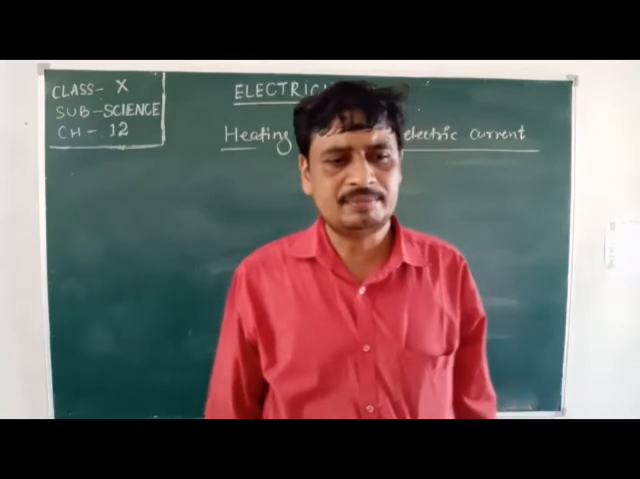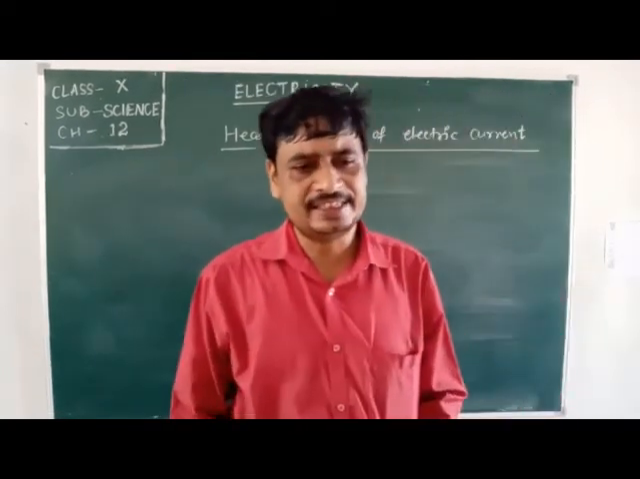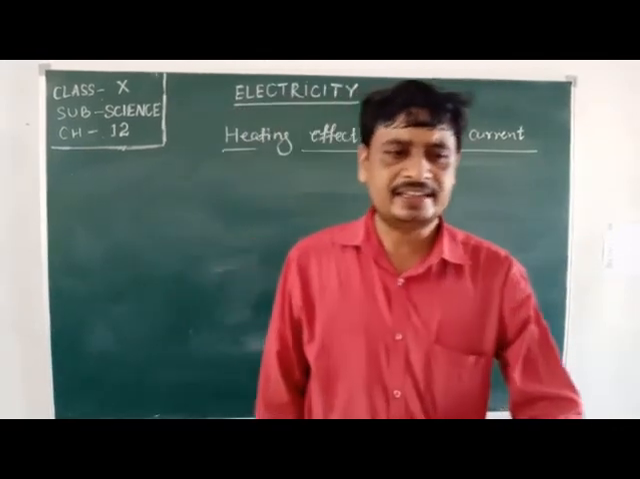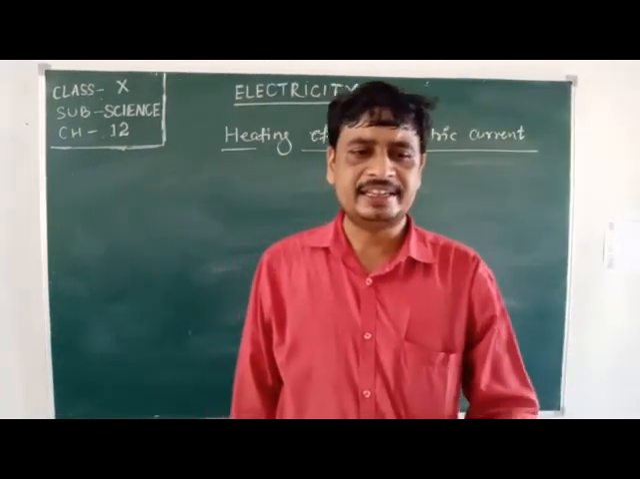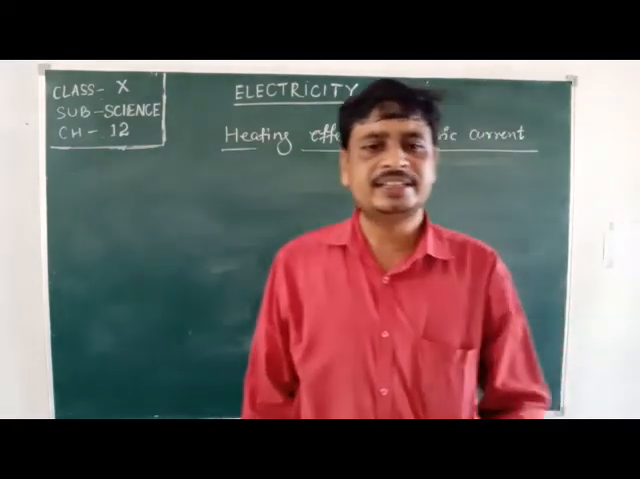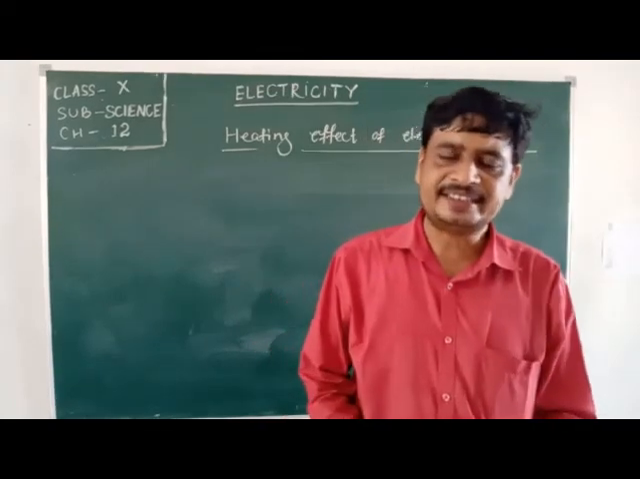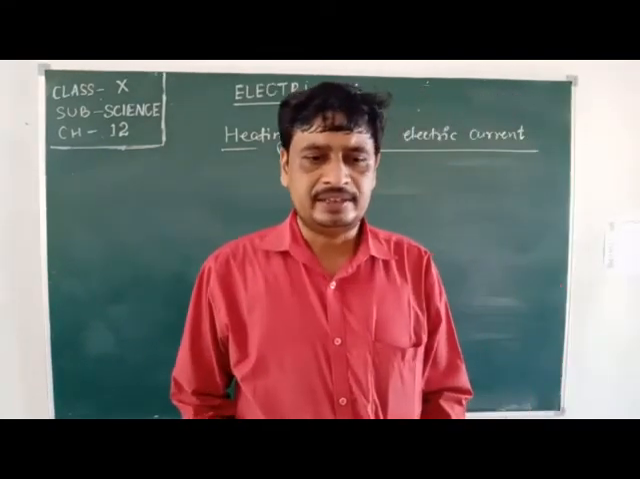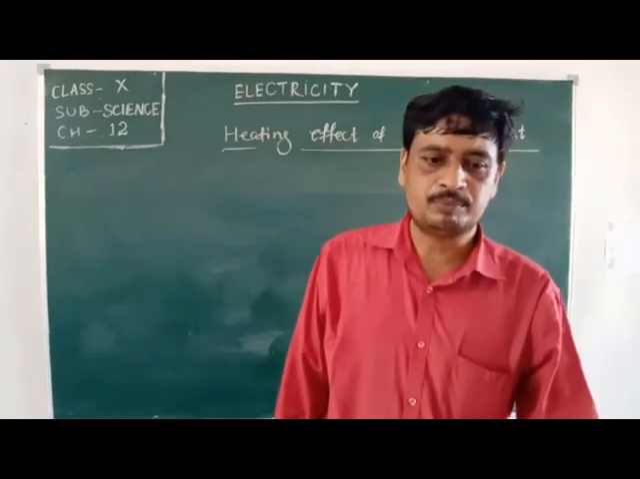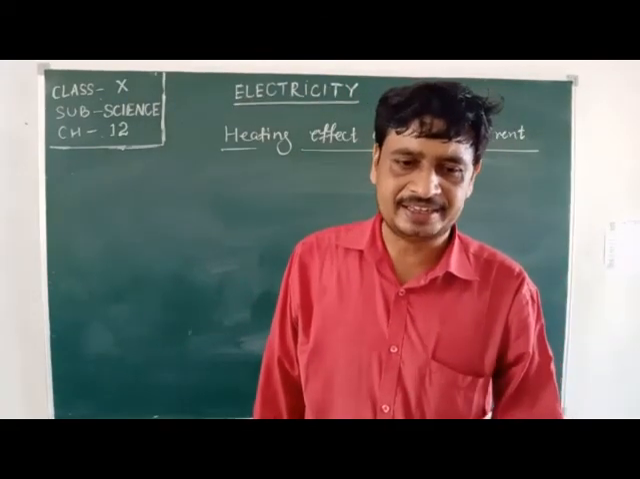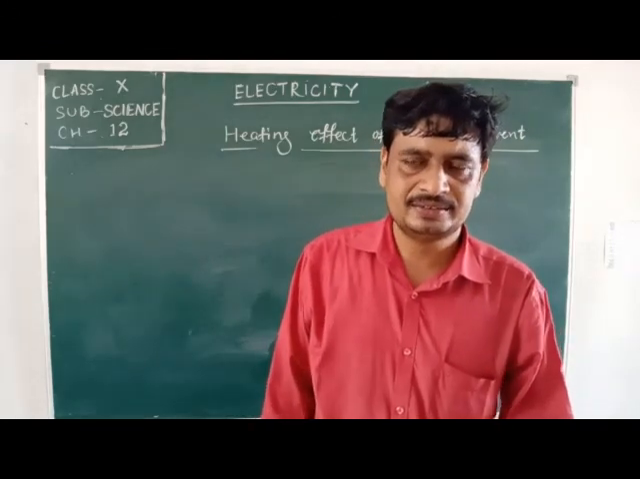Then, applications of the heating effect of electric current. First, the heating effect of electric current is utilized in the working of electrical heating appliances like electric iron, oven, electric toaster, etc. Next, it is utilized in the ordinary electric bulb. Next, it is utilized for protecting household wiring, like in the electrical fuse as a safety device. This much.